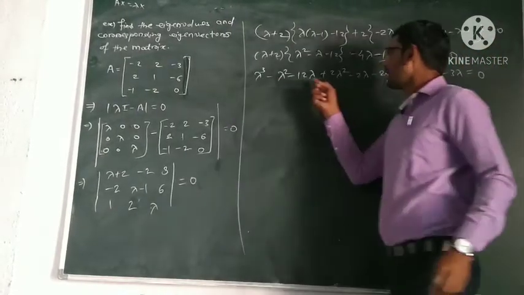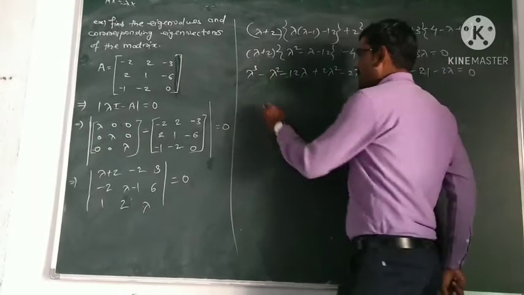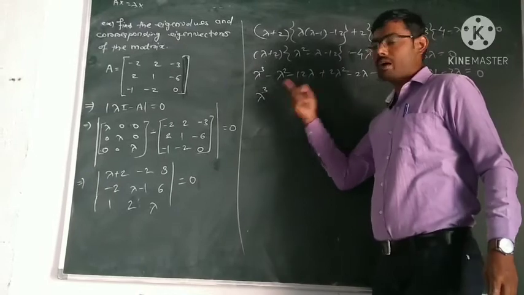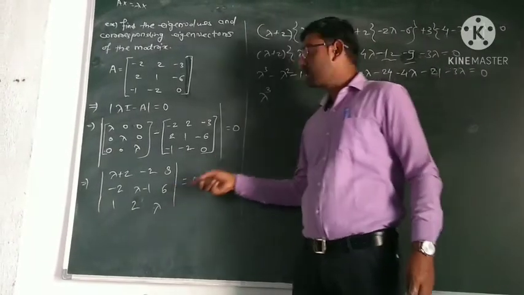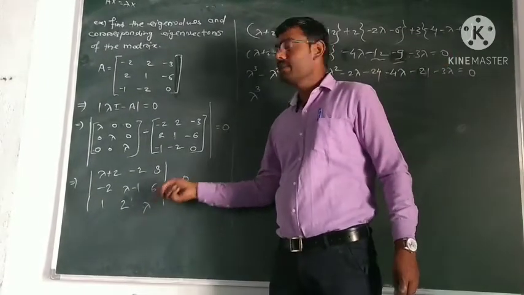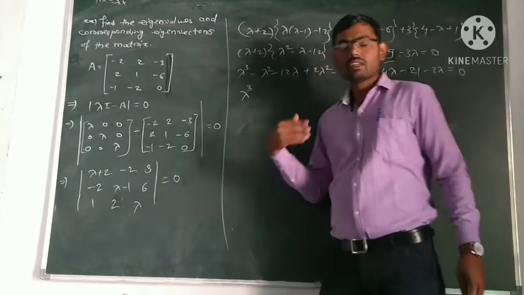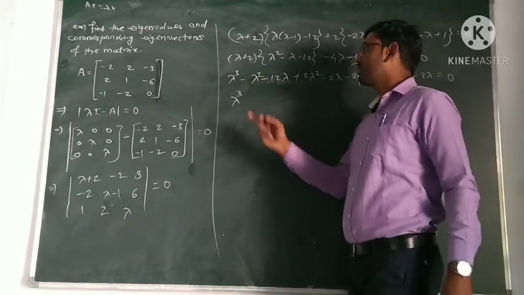Now there is only one term in this equation of lambda cube. So first term is lambda cube. Now see, we are getting a polynomial in lambda of degree 3. I have told you, if the matrix is of order n, you will get a polynomial of degree n. If the matrix is of order 3 by 3, you get a polynomial of degree 3. So we are getting the characteristic polynomial.